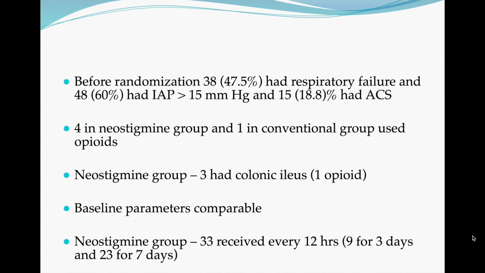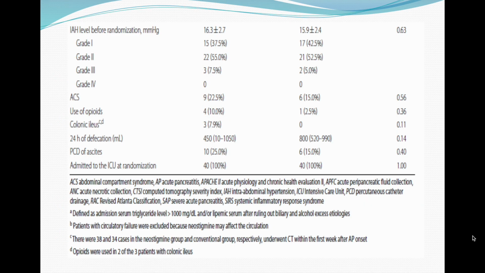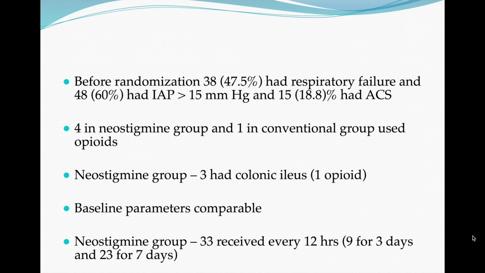So before randomization, 38 patients out of the 80, that is 47.5%, had respiratory failure, and 48 out of the 80, that is 60%, had IAP of more than 15 mmHg, and 18.8% had abdominal compartment syndrome. They were distributed as we saw here, IAH, WSACS. So 4 in the neostigmine group and 1 in the conventional group used opioids. In the neostigmine group 3 had colonic ileus, 1 in the opioid group.